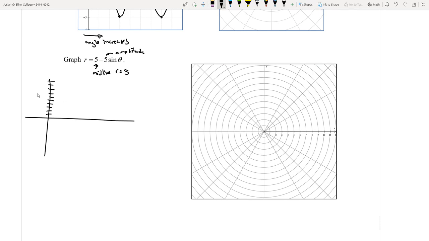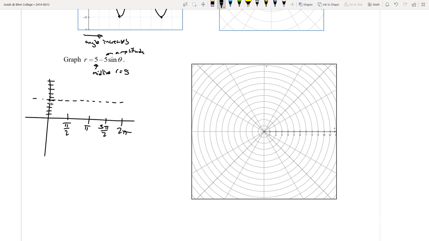Or rather, -5. So our midline is going to look like this. And we see here that we have no object changing the period, so we'll go ahead and just go up to 2 pi. And I'll pick the regular, back when you were first learning about graphing these guys, pi halves, pi, 3 pi halves, 2 pi.